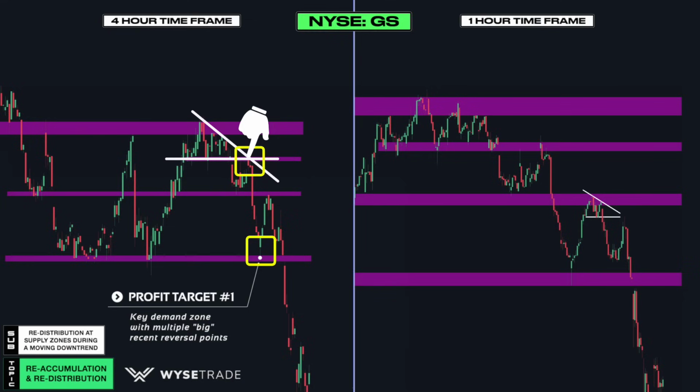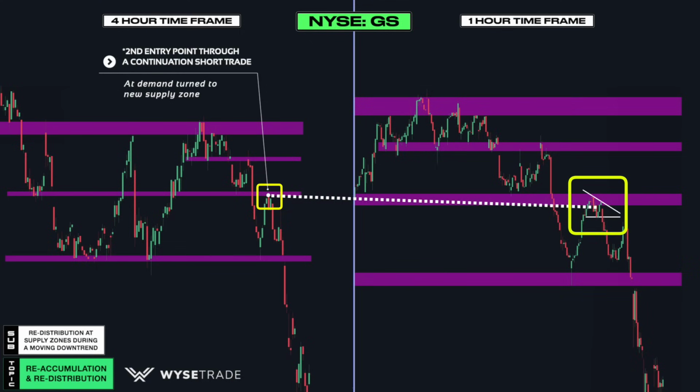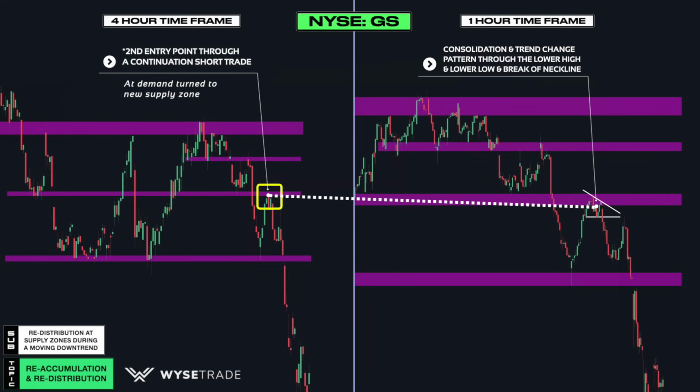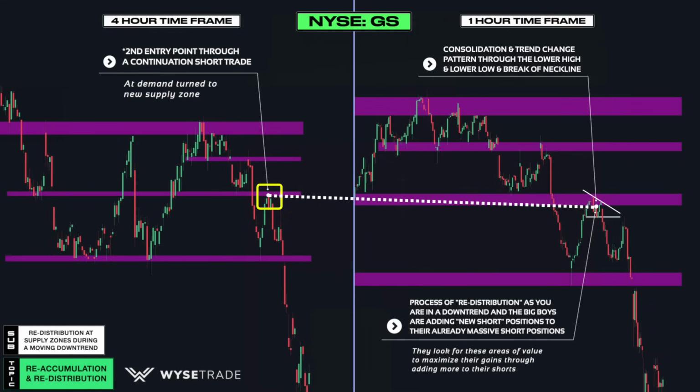Now, there was a second short continuation trade set up here at this fresh demand turned to new supply zone. Once price was approaching the zone, you were looking inside of this area on the lower 1-hour time frame on the right for trend change price action. You had consolidation and a trend change pattern through the lower high and break of the neckline and lower low. This represents the process of redistribution occurring as you are in a current moving downtrend, and the big boys are continuing to add big block orders to their already large short positions for even bigger profits.